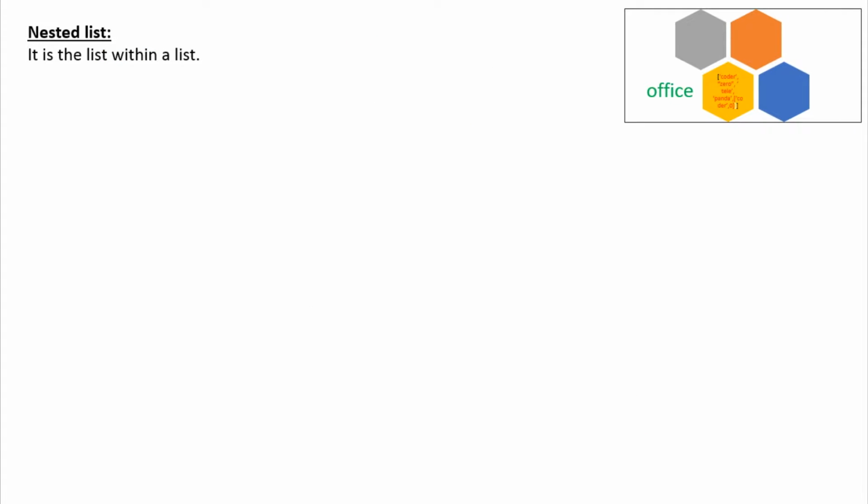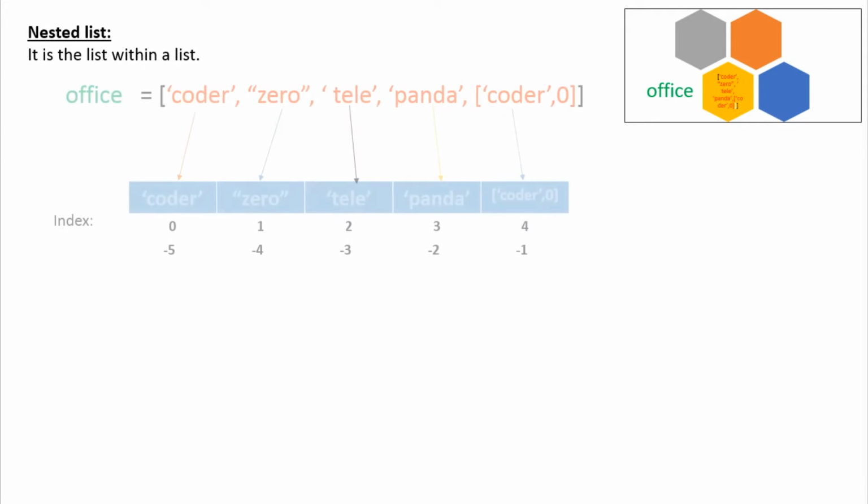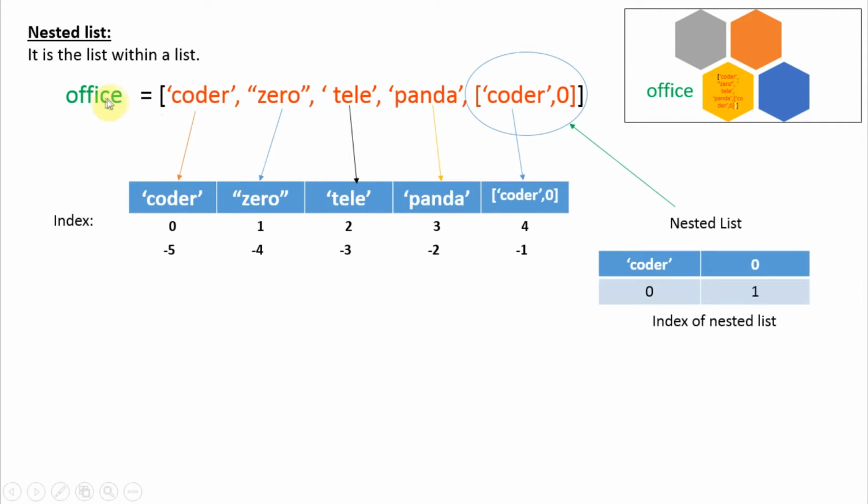Now let's take a look at another concept called a nested list. This is nothing but a list within another list. Here, this is our main list, our outer list office, and this is the nested list that is present inside our list office. These are the indices of the outer list, that is our list office, and you can see these are the indices of the nested list.